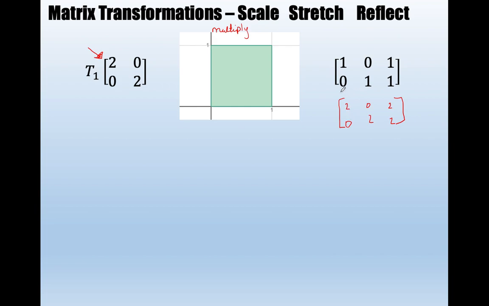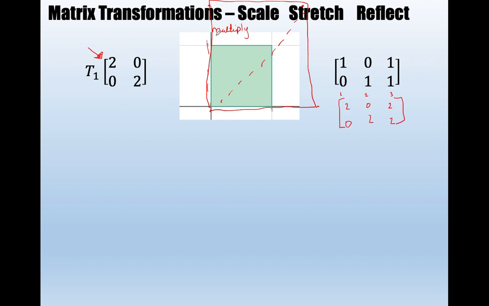What happens if I now draw that? Remember, these were position vectors. This was position vector 1, position vector 2, position vector 3. What happens when I draw that? I would go to 2, 0, 0, 2, and 2, 2, and connect those. And what do I get? Hey, that's still a square, right?